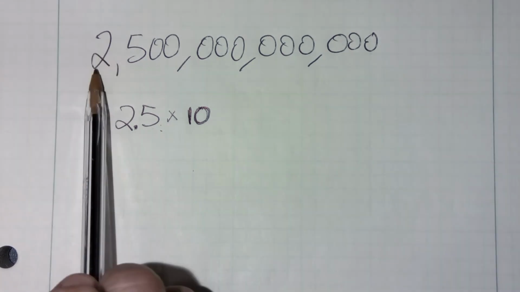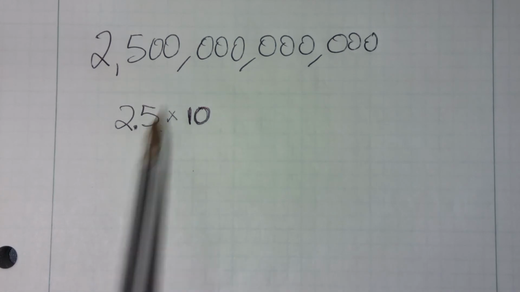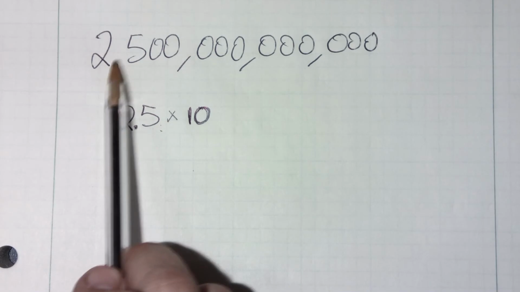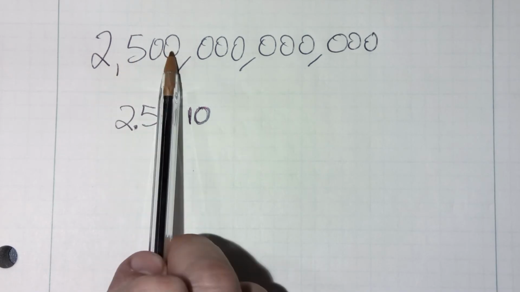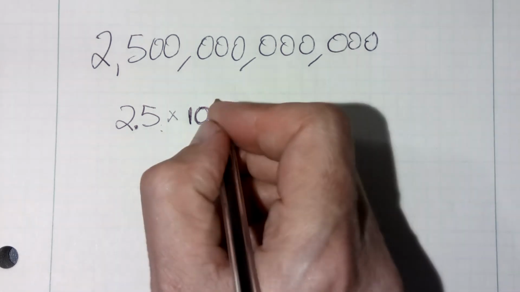So the question is, how many times would I have to multiply by 10 to get it to be the 2,500,000,000,000? Well, we need to count the decimals. So I say, okay, if the decimal's now right here, I've moved it 1, 2, 3, 4, 5, 6, 7, 8, 9, 10, 11, 12. So I put a 12 here.